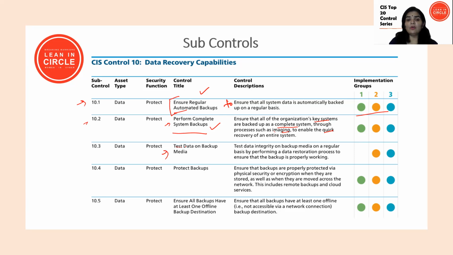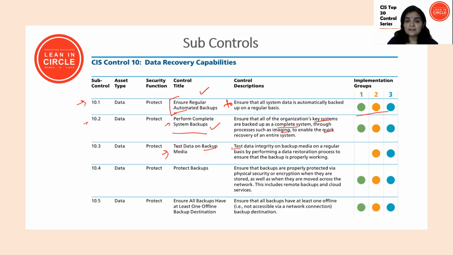The third control talks about testing data on backup media. When you take a backup, how do you ensure that your backup is completed, and that the encryption technique you are using for securing your backup is working properly? You should be able to recover the data from the backup images. That's why this third control talks about the importance of testing data on the backup media.